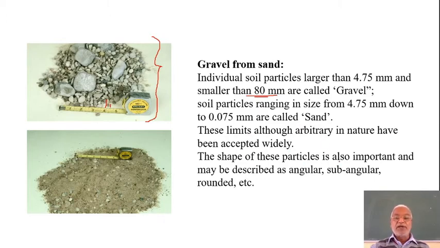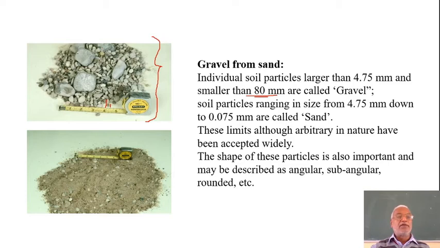The shape of these particles is also important and may be described as angular, subangular, or rounded. You can see all these particles are subangular. If you find them very smoothly rounded off, then it is rounded. It is angular when it is broken, like there is one piece over here which is broken, and if it has not undergone a lot of running through water, the particles will possess sharp edges, so they are referred to as angular.